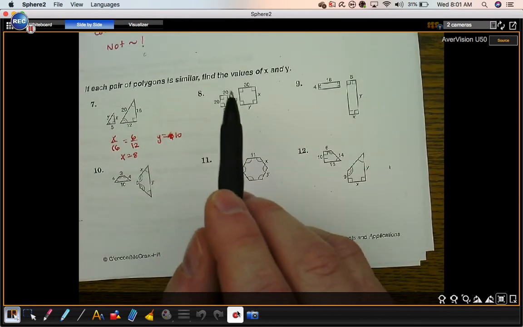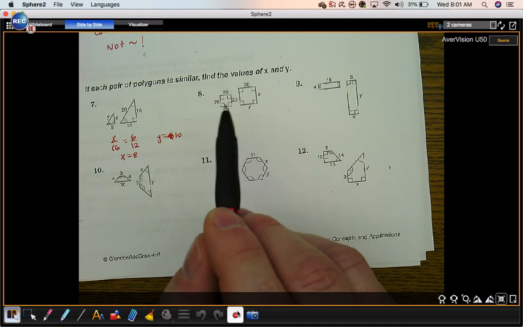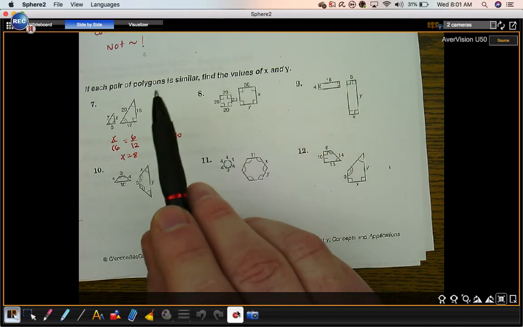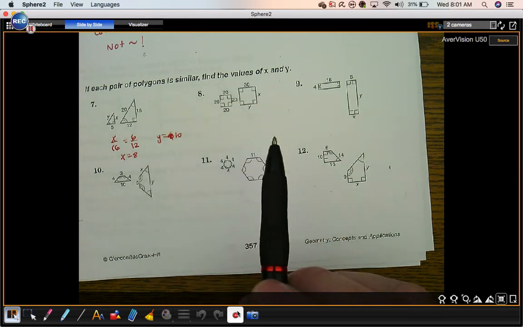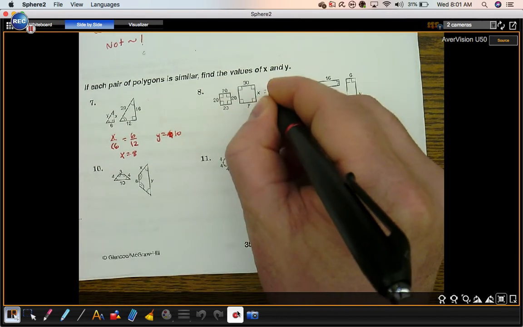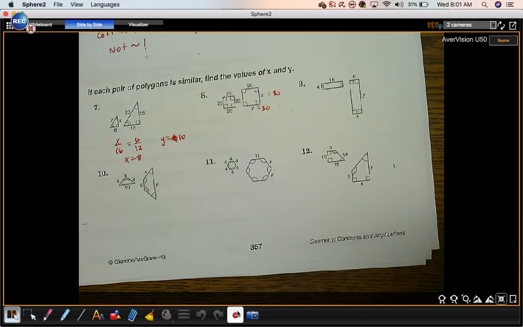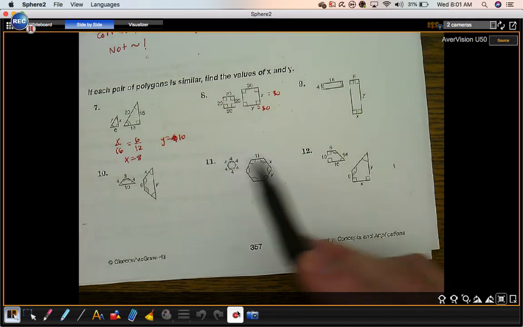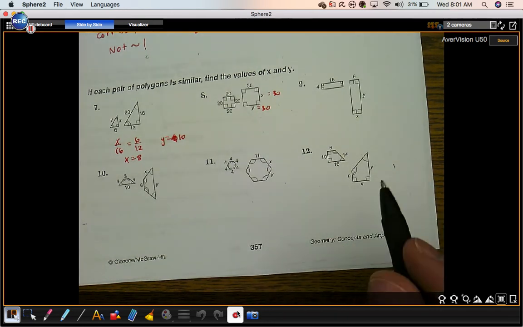Number 8. These are squares. All the sides are the same. All the angles are the same. They're telling you they're similar, so if that's a square, that's a square. So x and y are both 30. Not a whole lot of thinking involved there. I'm going to move down and do one that's a little more challenging and leave some of these for you to practice on your own.